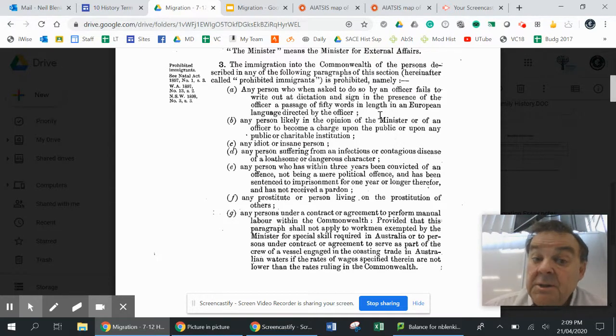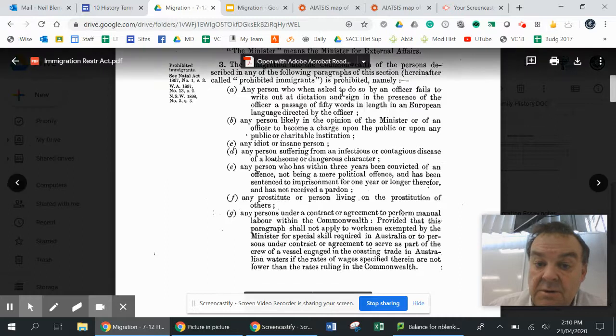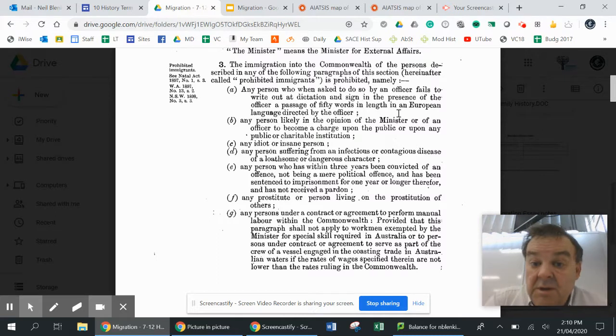Why would an officer give someone this dictation test? It was basically to keep non-white people out of Australia. So what's interesting here is it doesn't say anything about race, right? But everyone knew that's what the intent was. And so people were given this dictation test, and if they failed, well, that's it, they couldn't migrate.